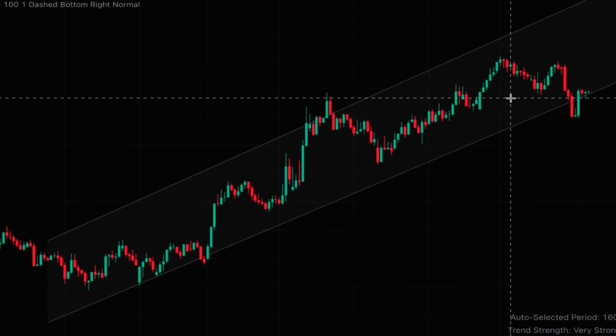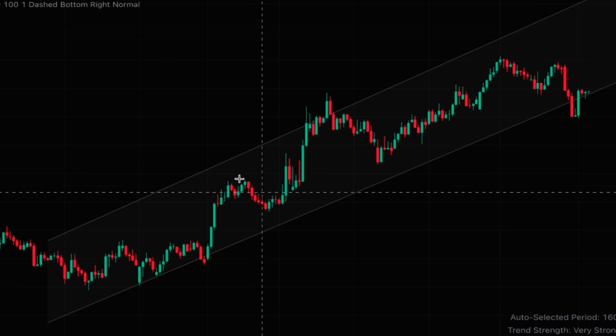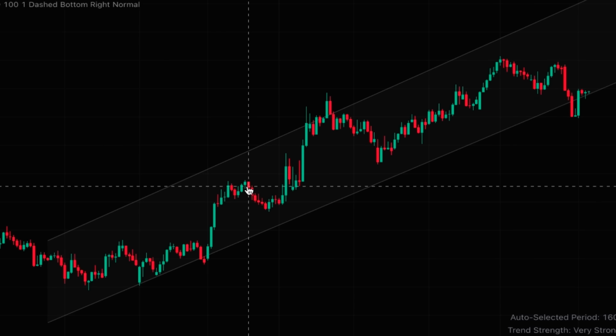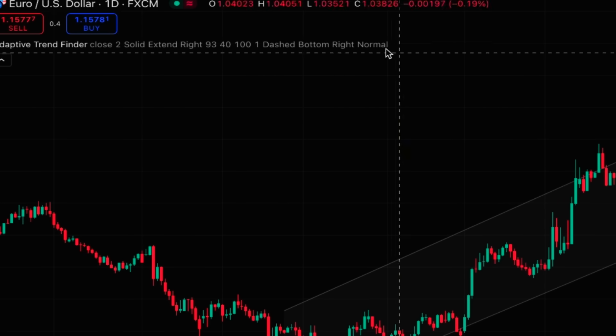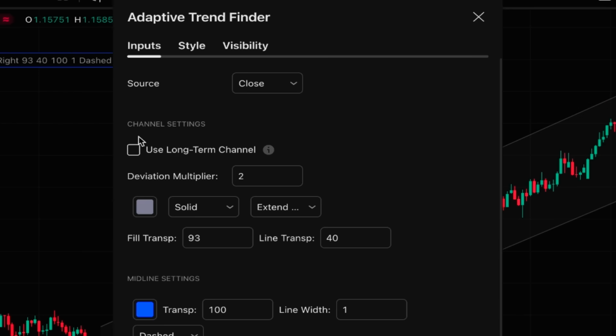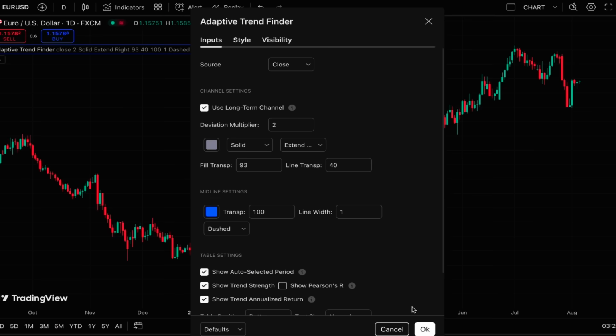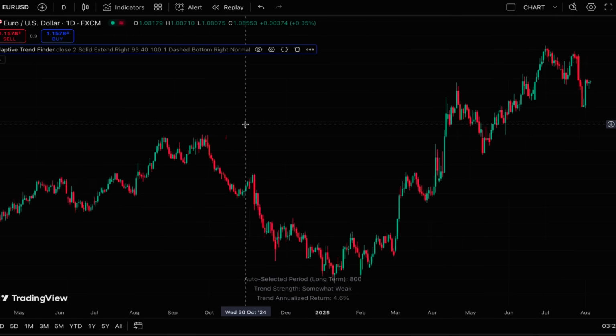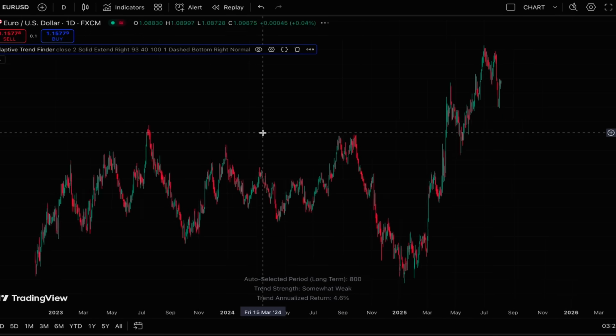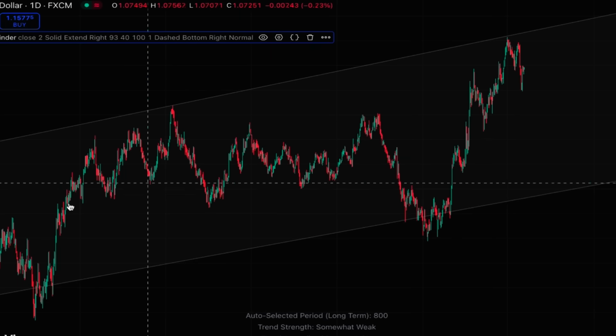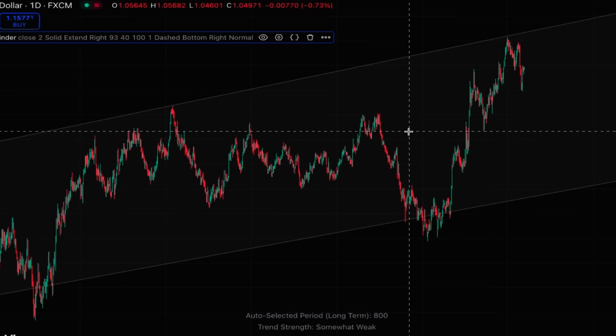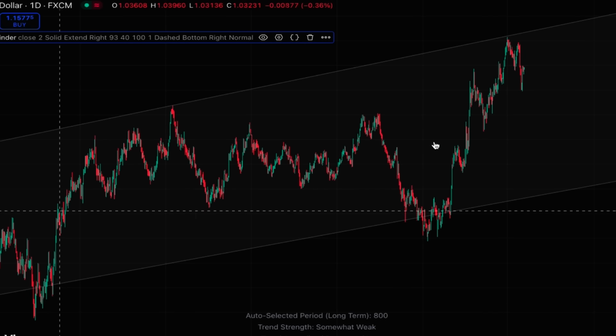As you can see, by default, it shows the current trend of the market, but if you want to know about the longer term trend of the market, you can go to the settings of the indicator, and here in the settings, we have an option which, if we turn it on, the indicator will show the longer term trend of the market on the chart. We just need to zoom out a little bit, and here you can see that the indicator is showing the longer term trend of the market in the form of a channel on the chart.